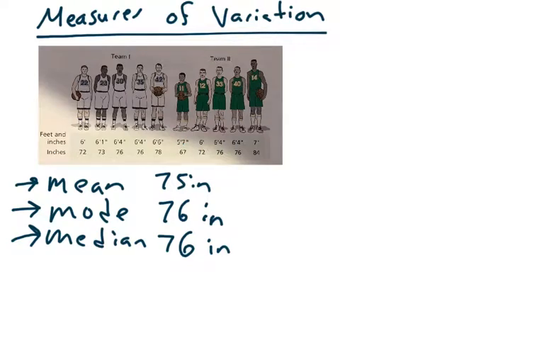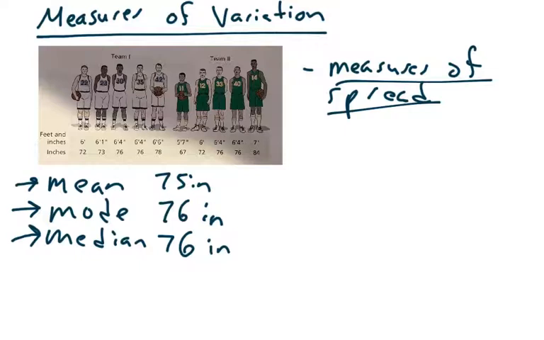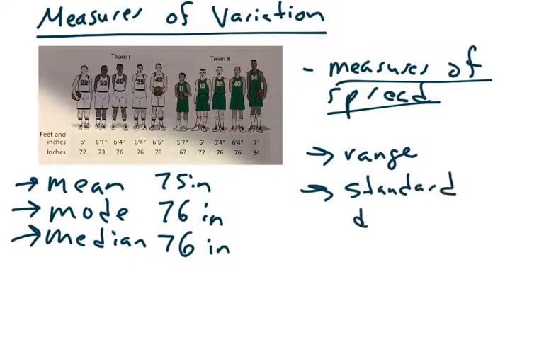So, in order to describe that quality of the data, we're going to use measures of variation, or another word would be measures of spread. One that you're probably really familiar with is range. You've been doing that since, I don't know, the 5th or 6th grade. And another one that you might not be as familiar with is standard deviation. We're going to go over each one.